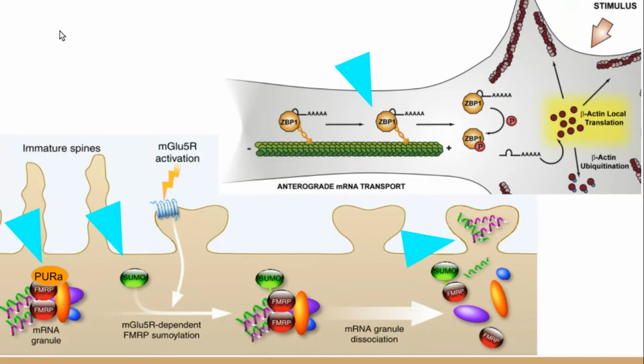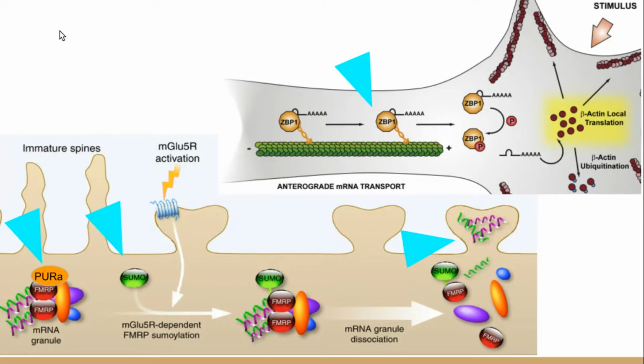Another mechanism of mRNA transport involves the delivery of beta-actin mRNA to actively migrating axon tips by ZBP1. ZBP1, like FMRP, is an mRNA binding protein that can link up with kinesin, but it appears to have an affinity for beta-actin mRNA.